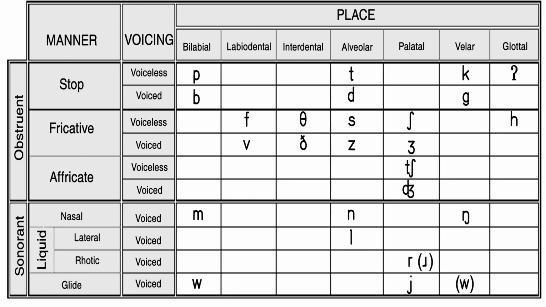In this section, we classified consonants based on how they are produced. When we learn individual consonant phonemes, we will learn how they are produced in detail.